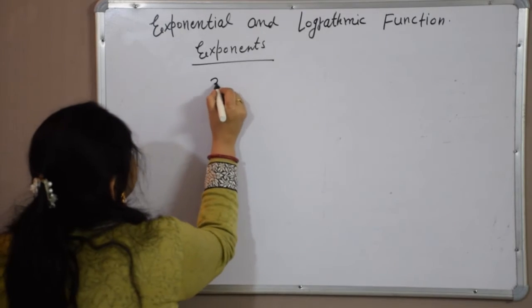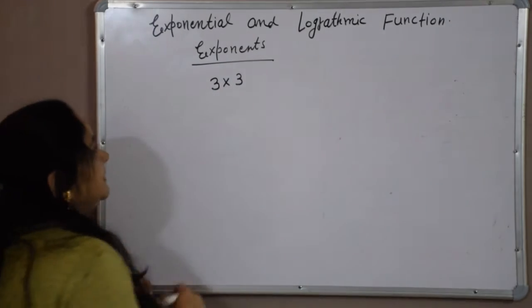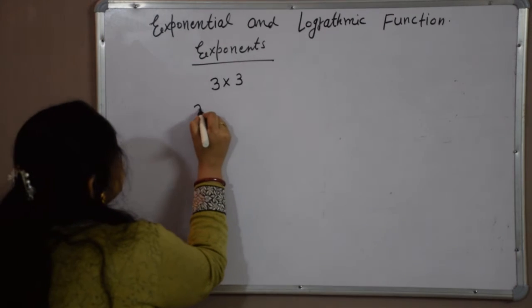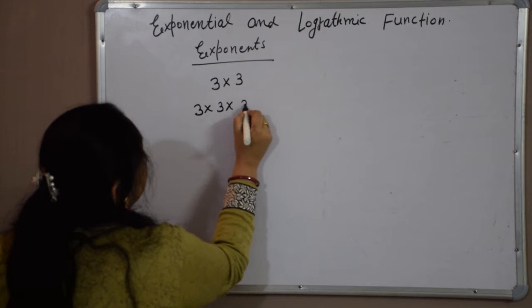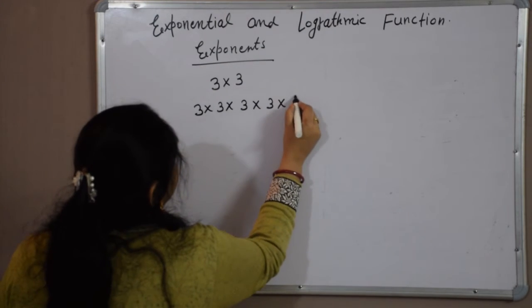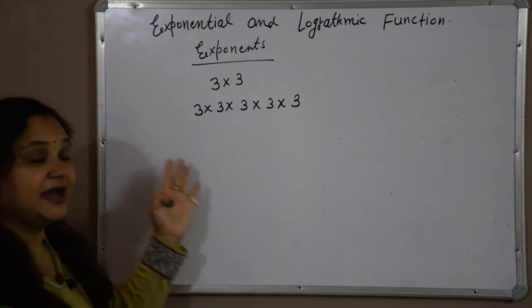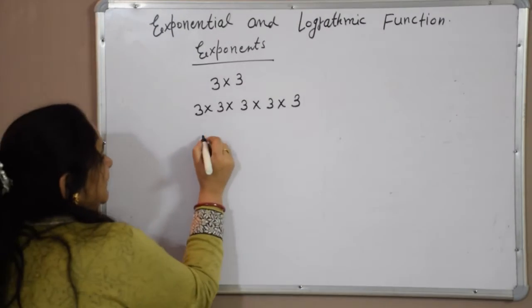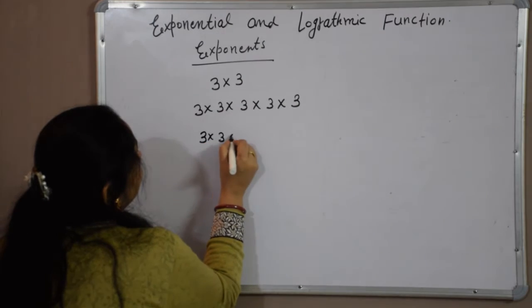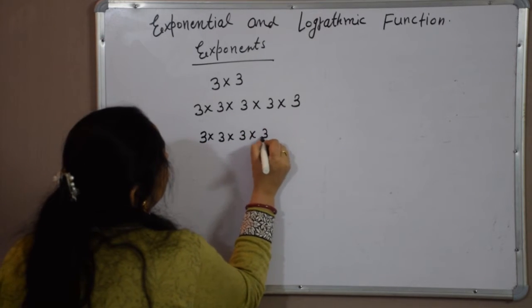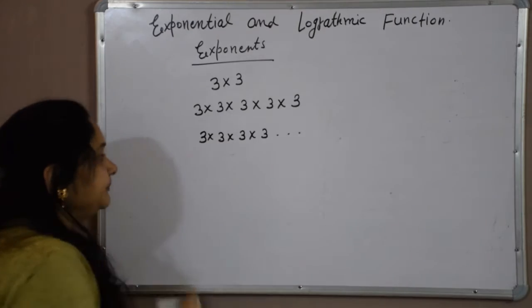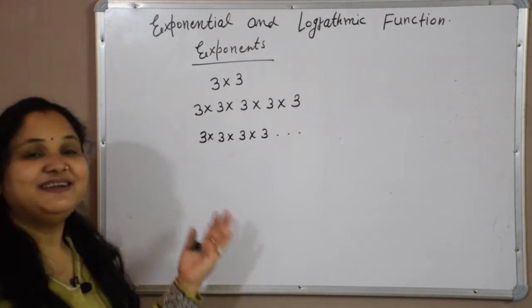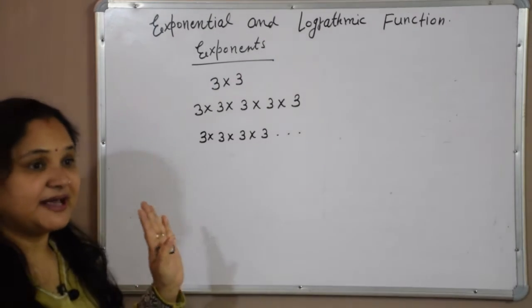Suppose 3 is multiplied with itself 2 times, 3 into 3. We can easily find a value. Suppose 3 is multiplied with itself 5 times. We can write this also. But if we have to write 3 multiplied with itself 20 times, it will be a little tedious to write 3 into 3 into 3 and so on. So the thing becomes a little tedious and difficult. So we need exponents. What are exponents?